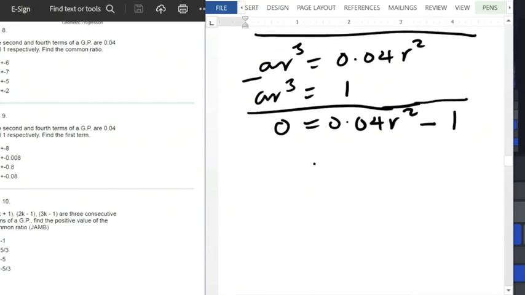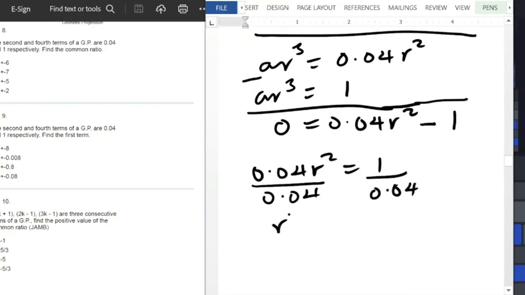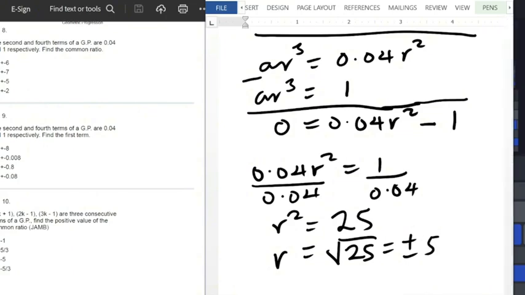So it's now going to be 0.04 R squared equals 1. So divide both sides by 0.04. So R squared equals 1 divided by 0.04. That is 25. So R will now be equal to the square root of 25, which is plus or minus 5. So that is option C.